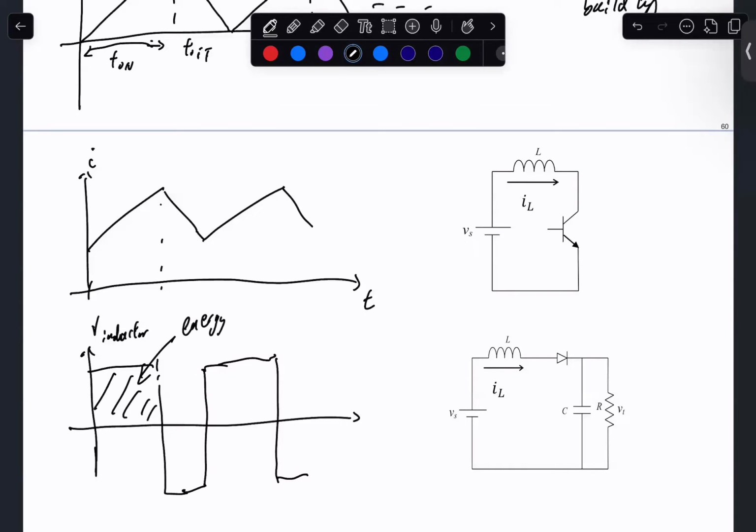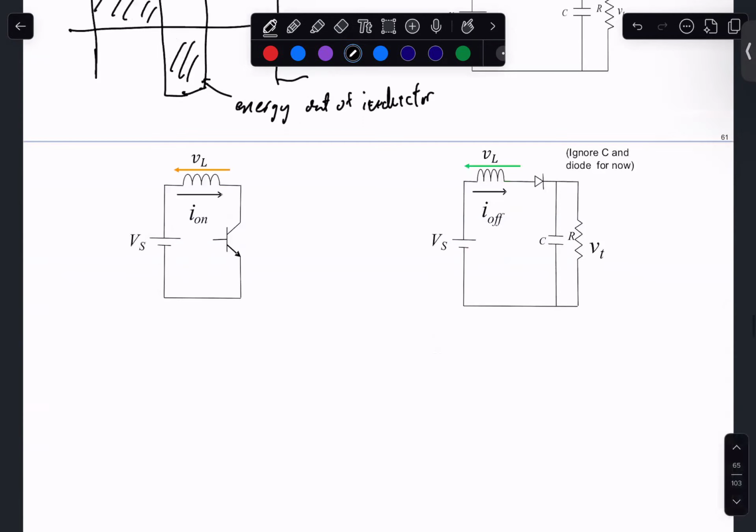The way to think of this is the energy into the inductor, and this is the energy out of the inductor. So the inductor is storing some energy, and this is what devices with memory do. This is what storage devices do in our circuit. So now let's do some calculations.